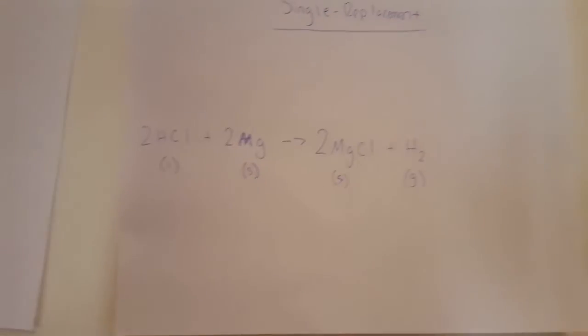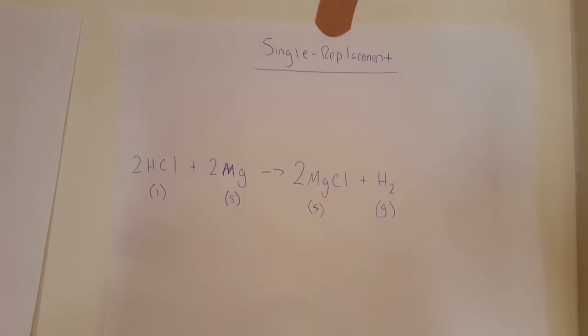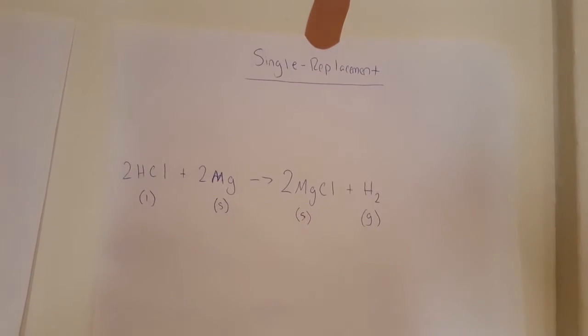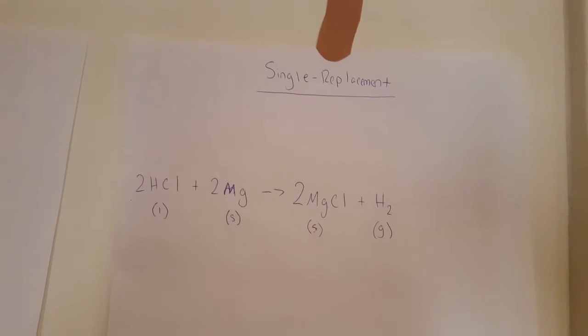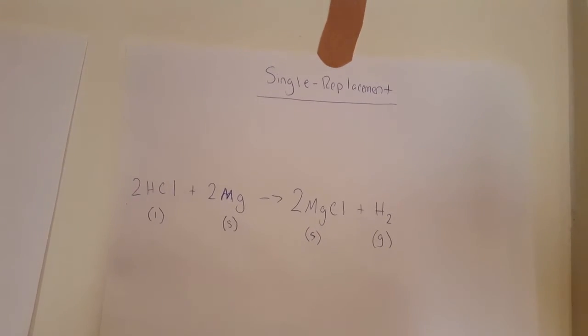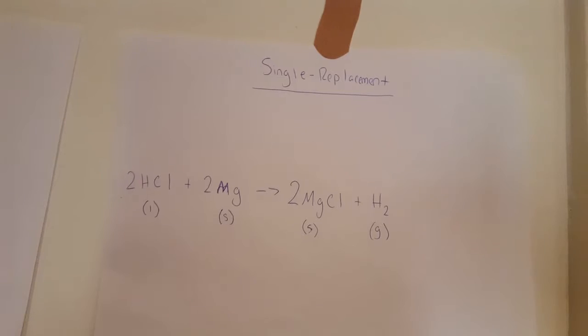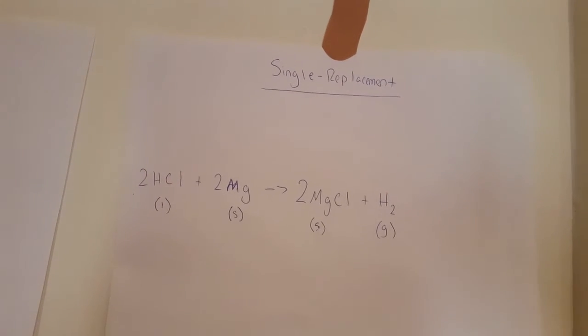The final reaction is single replacement. Single replacement is when you have a compound and an element, and that singular element switches with an element inside the compound. The reaction starts with 2HCl, which is a liquid because hydrochloric acid appears as a liquid in nature. And the second reactant, Mg, is solid because in its elemental form it appears as a solid.